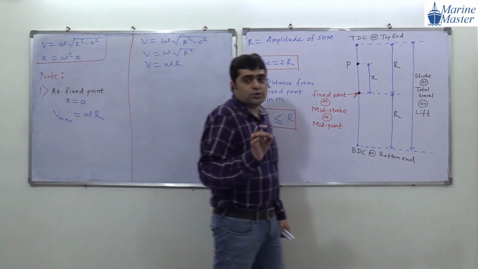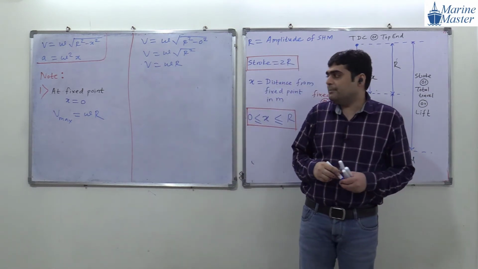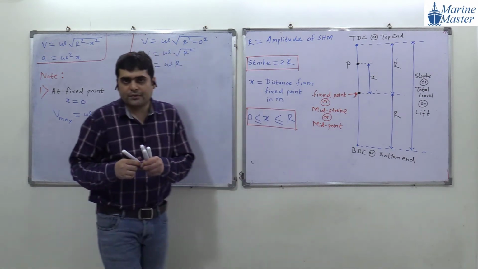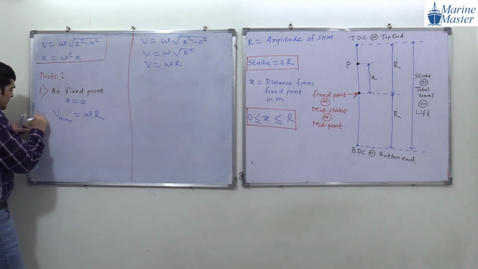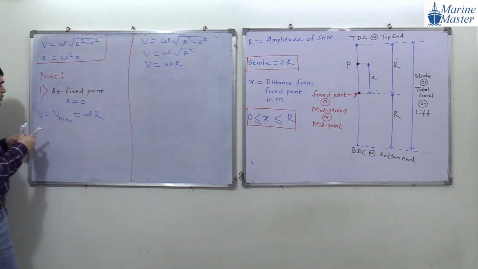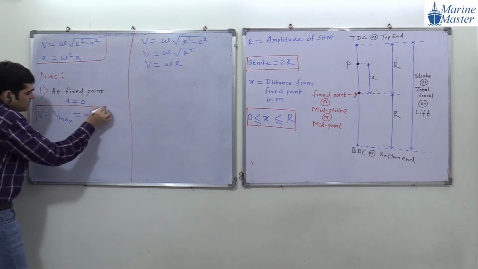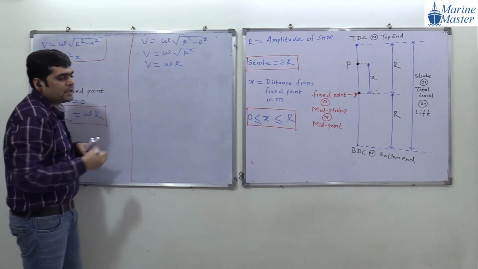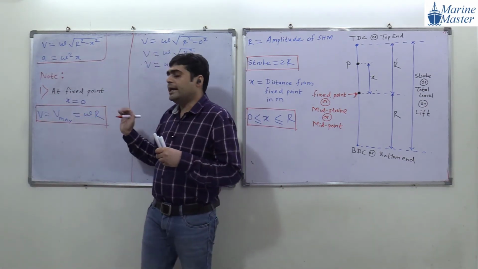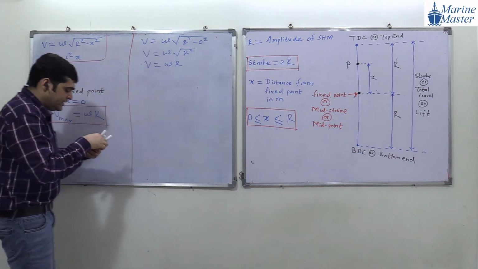Everyone getting my point? So at the fixed point, velocity will become what? V will become V max, and that V max is equal to omega into R. You got my point? So at the fixed point, velocity will become V max, and that will be equal to omega into R. Now what about acceleration, everyone?